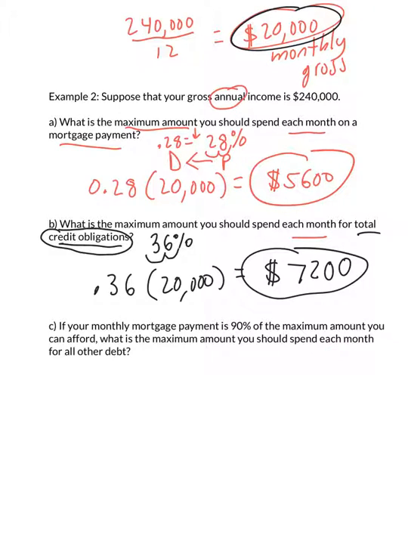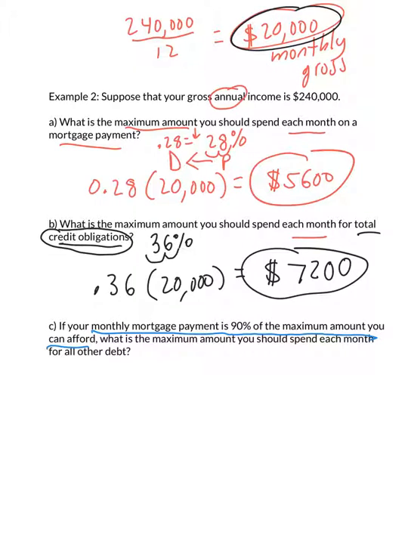Now, we want to really read part C very carefully because it is worded in kind of a confusing manner. So it says, if your monthly mortgage payment is 90% of the maximum amount you can afford, what is the maximum amount you should spend each month for all your other debt? So here's the weird part of this question. Let's translate what it means. When it says your monthly mortgage payment is 90% of the maximum amount you can afford.